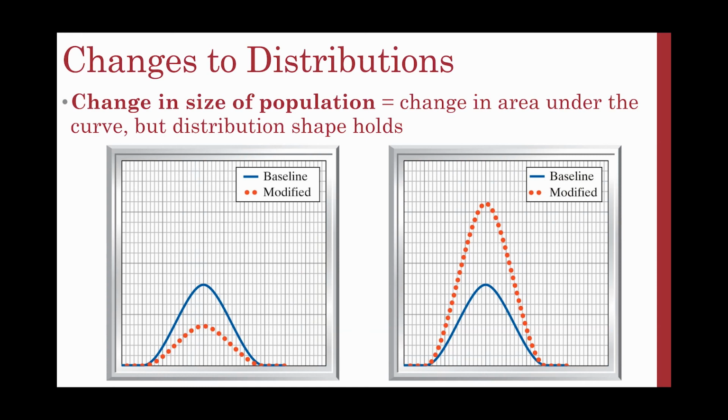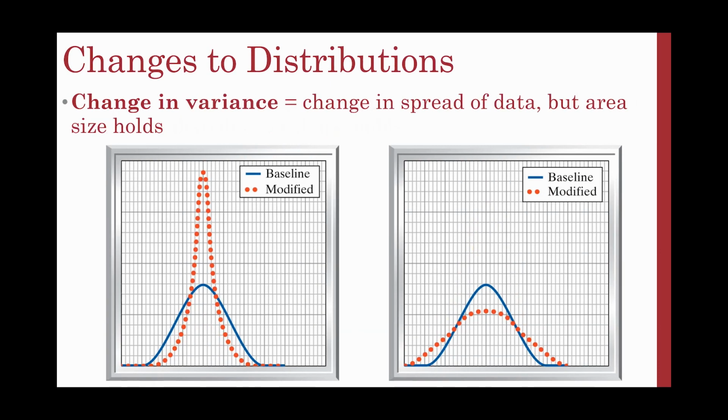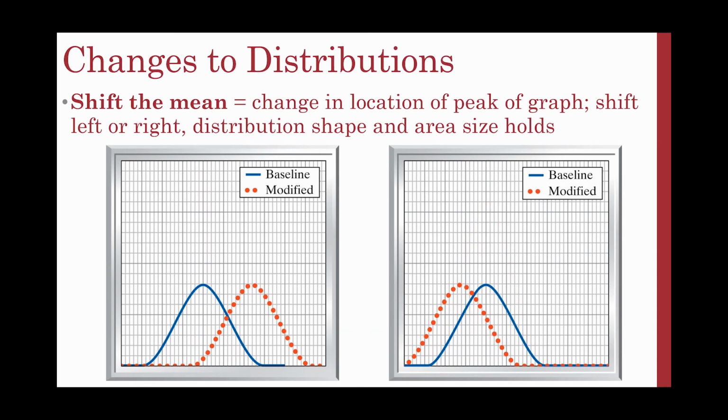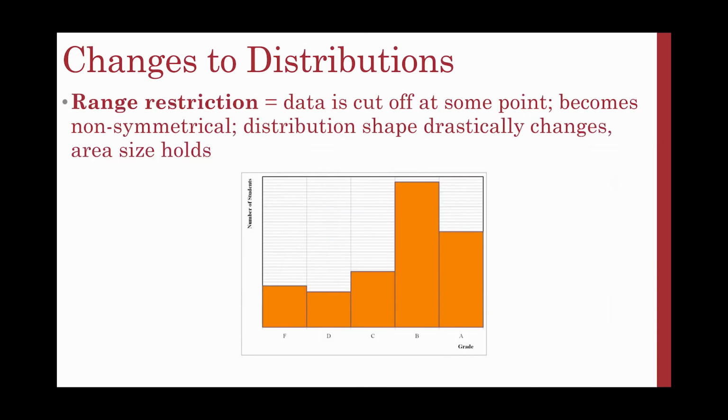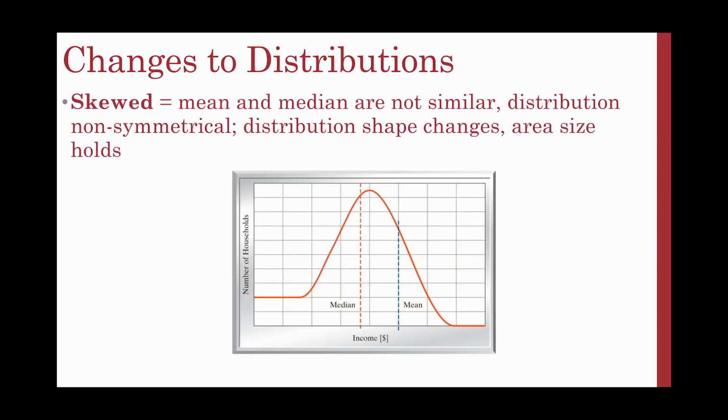A change in size of population is a change in the area under the curve and not the distribution. So if I have less data or more data, the area changes. A change in variance changes the spread of the data. So with a smaller variance, it gets narrower, and with a larger variance, it gets flattened. A shift in the mean will shift your curve left or right. With a range restriction, your data is cut off at some point and becomes non-symmetrical. Your distribution shape is going to drastically change, but the area is still the same. And then we have skewed graphs: if your mean and your median are not similar, you're going to get an asymmetrical graph.